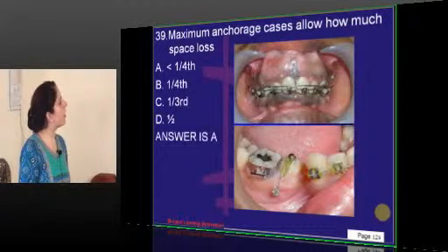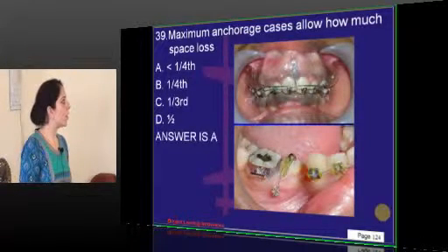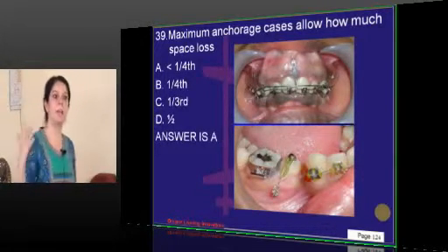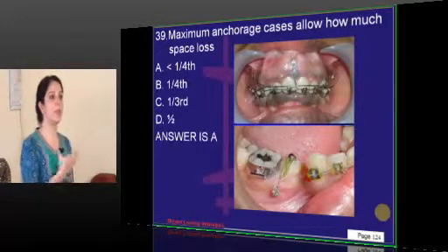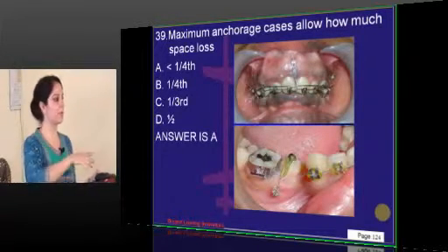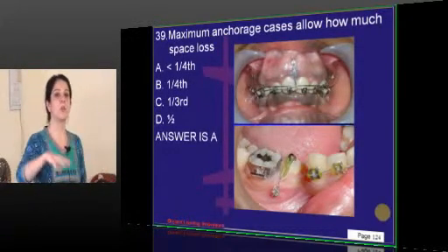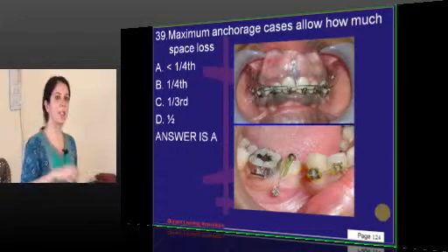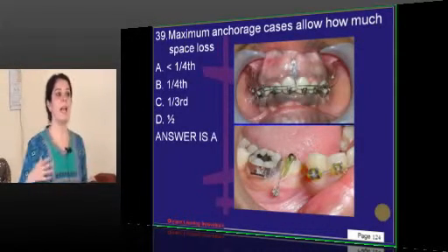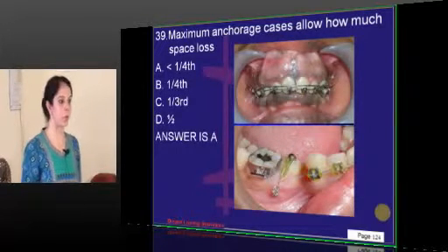Maximum anchorage cases allow how much of space loss? That is less than 1/4. That means almost 25%. When we talk about anchorage, there is minimum, moderate and maximum anchorage cases. Now anchorage means what? An anchor is something which we hold on to. Suppose we are swimming in a pool or in a sea, you see these little anchors in between. So the anchors help or rather stop us from drifting to an unnecessary position. The same way, molars are the anchor teeth. So they stop the rest of the teeth from drifting into a position where they are not supposed to.